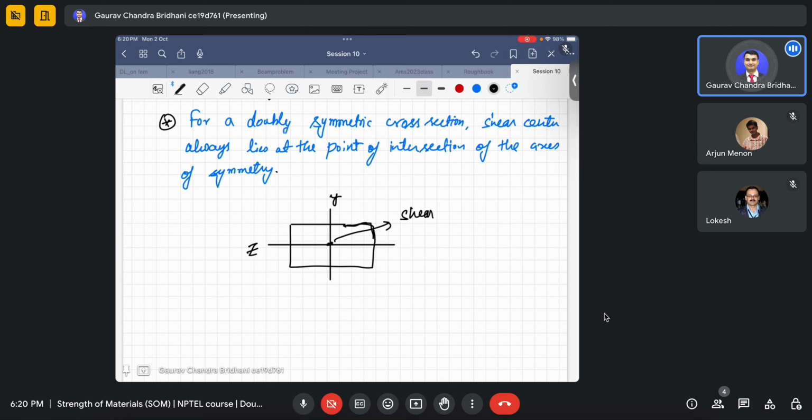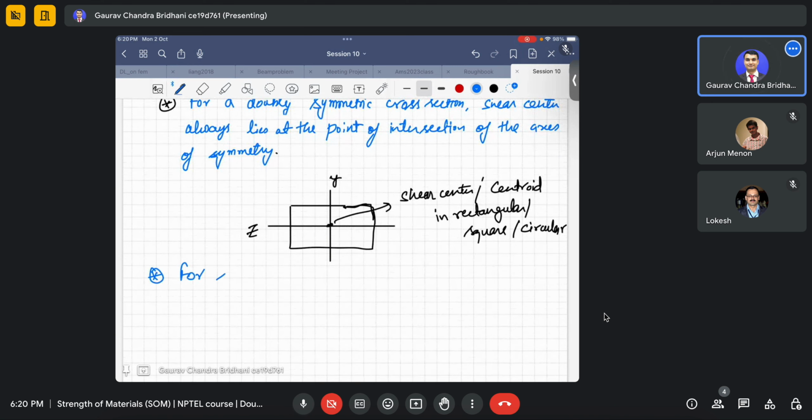So the shear center and the centroid are the same in a rectangular, square or circular section, because in all those cases the cross section is doubly symmetric. So the shear center lies at the center.